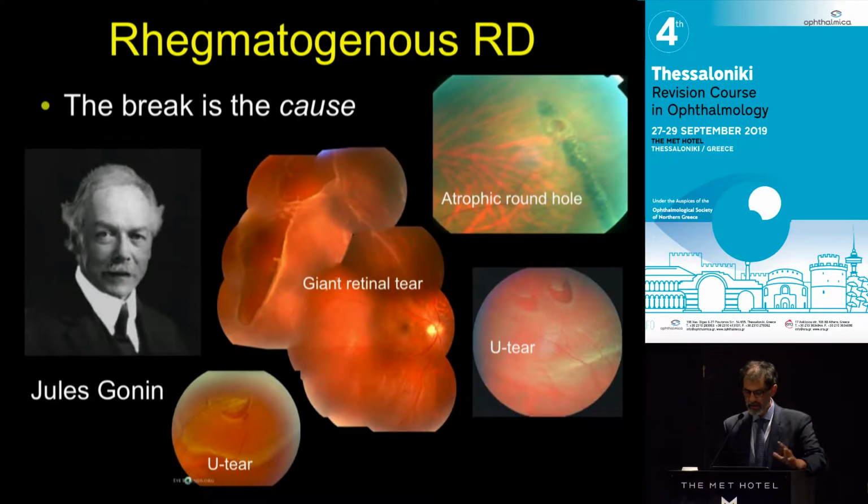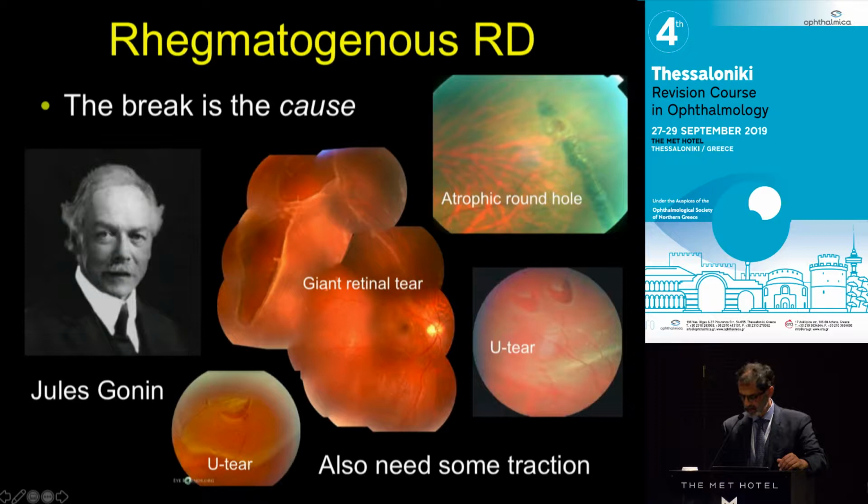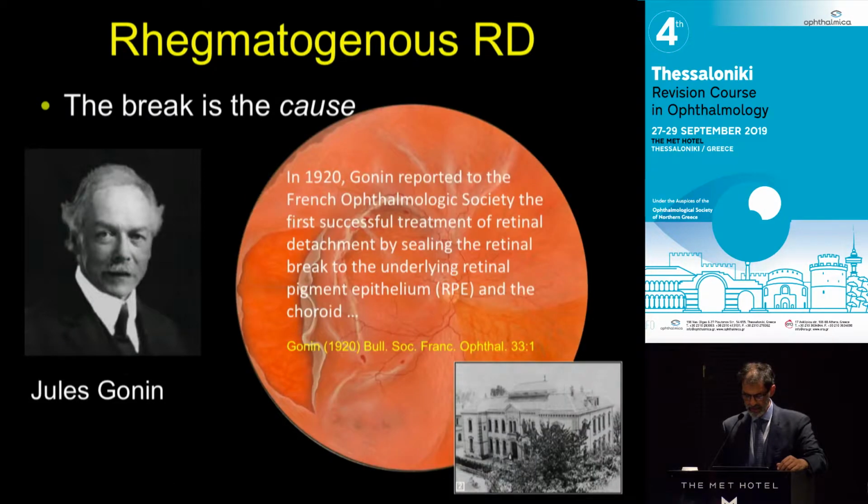And not only is the break the cause, but it usually requires some traction, which accounts for why some atrophic holes don't progress, but most U-tears do, because there's a combination of break and traction. And it's interesting that in 1920, Gonin published this to great disbelief, so he wasn't universally believed, but that would make next year the 100th anniversary of the origin of modern retinal detachment repair.